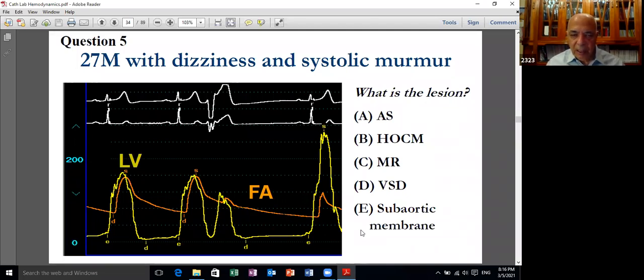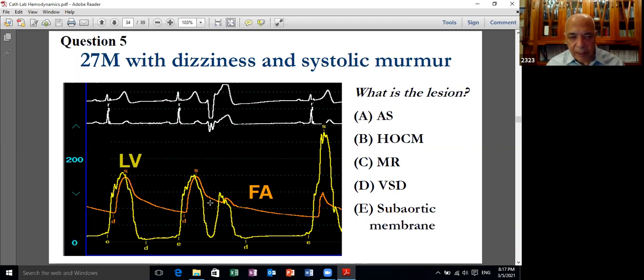Now, the answer here is hypertrophic cardiomyopathy. And why is that? If you look into the pressure tracing here in the aorta and the left ventricle, there is no gradient. So you cannot have no gradient in patients with valvular aortic stenosis. There is always a gradient, whatever the location of the catheter in the left ventricle. You can get it in subaortic membrane if you are locating the tip of your catheter distal to the membrane. So there is no gradient. The gradient will be across the membrane.